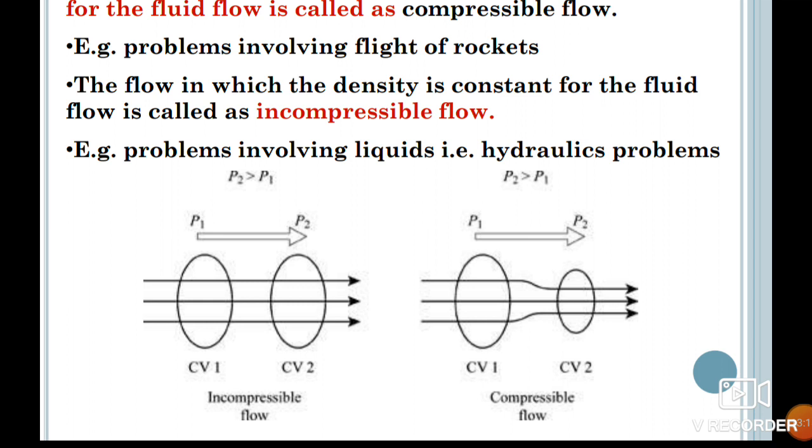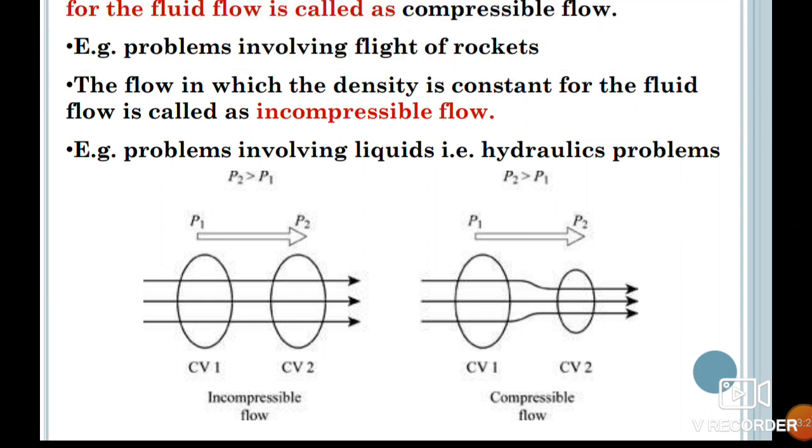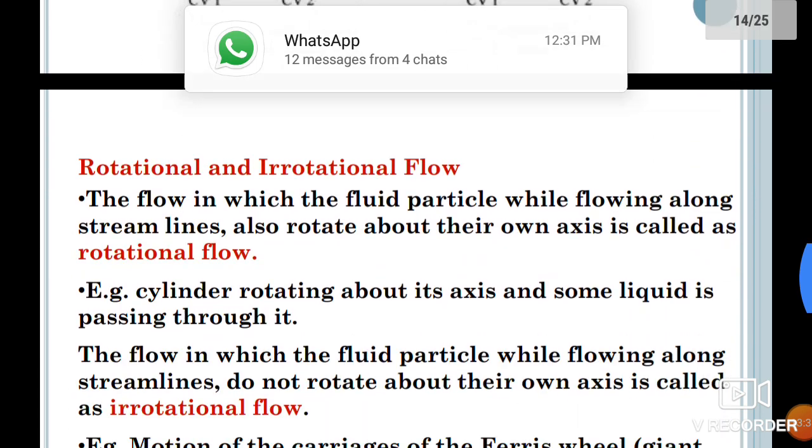The density of the flow is not changing, then that type of flow is known as incompressible, which is shown in the left figure. And in the right figure, if we are applying P2, which is greater than the normal pressure, what will happen? The flow will get compressed. The density will get decreased and the flow will get compressed. That type of flow is known as compressible flow.